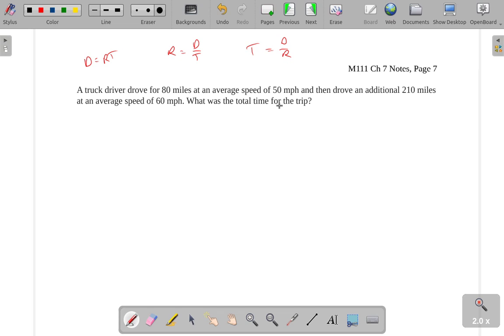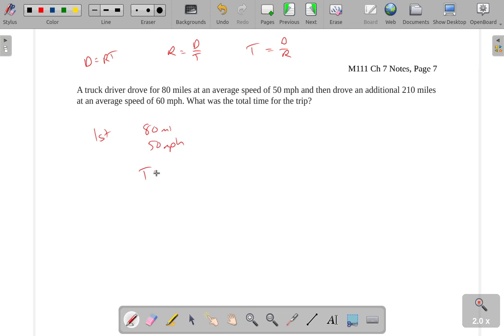Oftentimes we'll see problems broken up like this, and some people want to just combine things together and say, okay, that means he traveled 290 miles at some sort of average speed. That's really overcomplicating things, though. So instead, what I'd rather just figure out is, for the first part of the trip, we're doing 80 miles, and we're going 50 miles per hour.